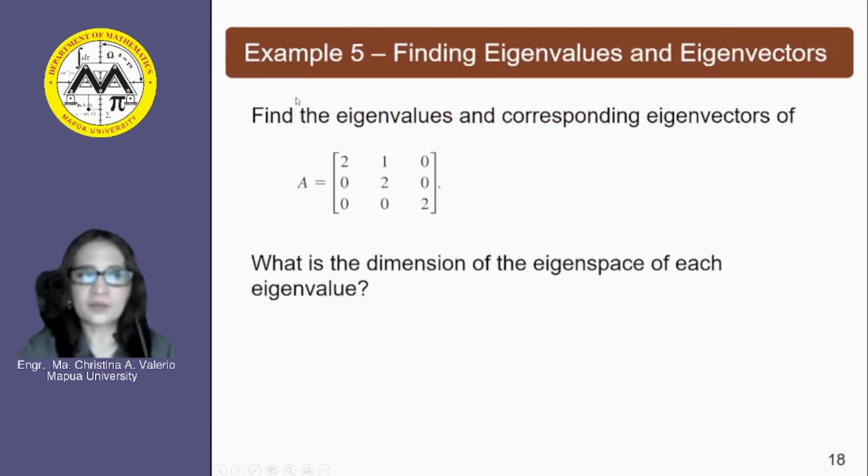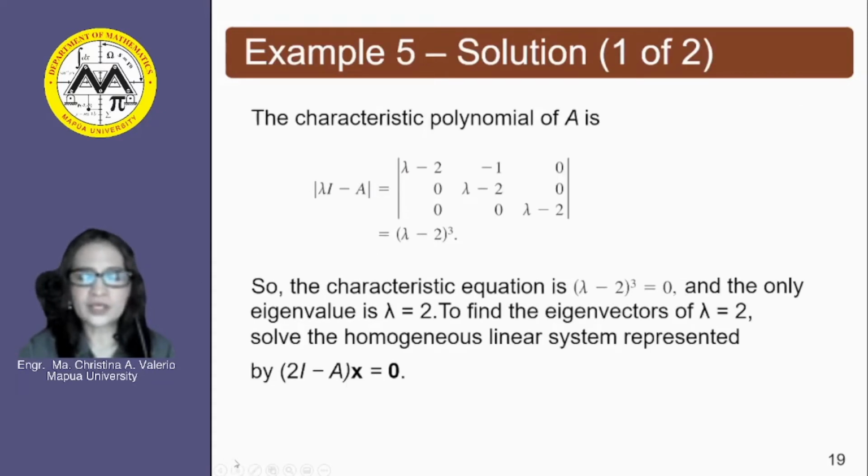Example. In example number 5, we're given A, which is an upper triangular matrix, and we're asked to find the eigenvalue and corresponding eigenvector of this matrix A. Also, what is the dimension of the eigenspace of each eigenvalue? So again, looking at A, we have an upper triangular matrix. According to the steps, we first need to form the characteristic equation, that's the determinant of the quantity lambda I minus A equal to 0.